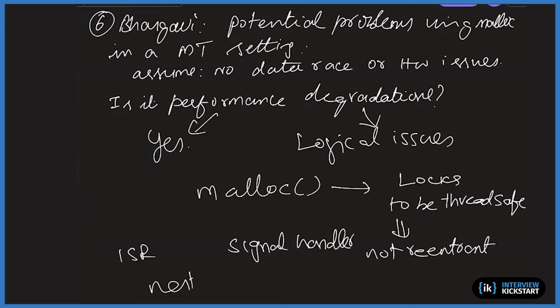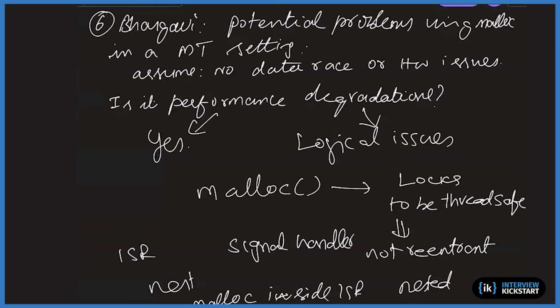Suppose you are using malloc inside an ISR and it's nested. So the malloc gets nested. The lock is already acquired by the malloc, and again you are trying to acquire this. It will basically stall the system. So it is not re-entrant because of that, and therefore you can have logical issues. Even though you don't have a data race condition across threads, you have a re-entrancy problem because it is using locks.